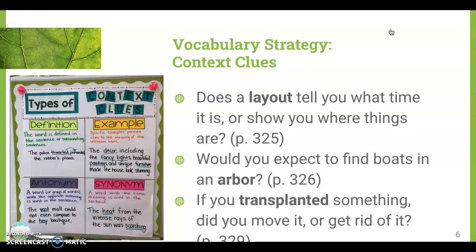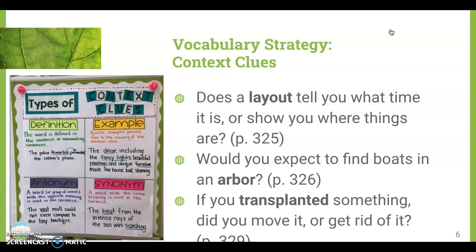Next, we're going to work on our vocabulary strategy. We're going to continue practicing the strategy, context clues. Let's see if you remember our words from last week. Remember, context clues can help us by providing a definition of the word within the sentence. They can also provide us with examples that help us understand the meaning of the word.